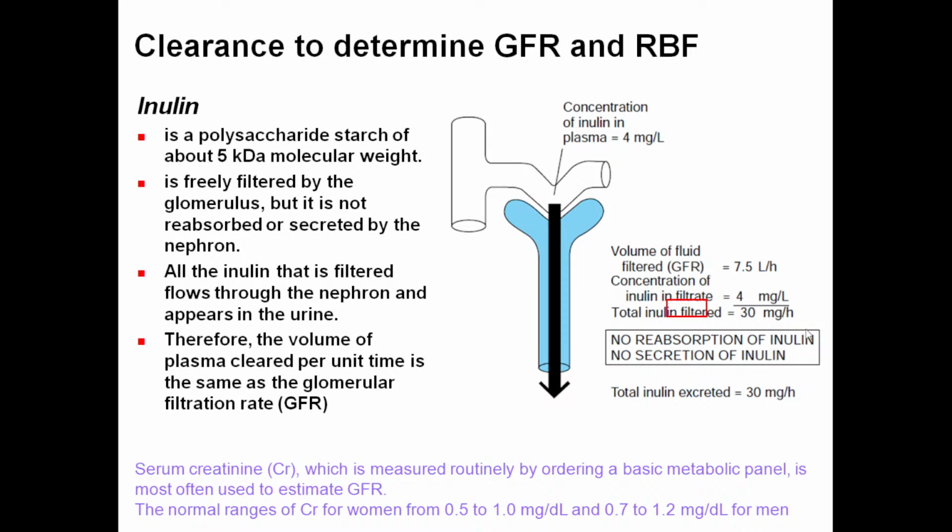While in clinical practice, serum creatinine, which is measured routinely by ordering a basic metabolic panel, is most commonly used to estimate the GFR. So you don't have to use the artificial substance, which is inulin. And here you can see the normal ranges of creatinine for males and females. Creatinine is a product of muscle metabolism, and it is a suitable endogenous alternative to inulin. The rate of creatinine production in the body is fairly constant because it is a function of muscle mass.